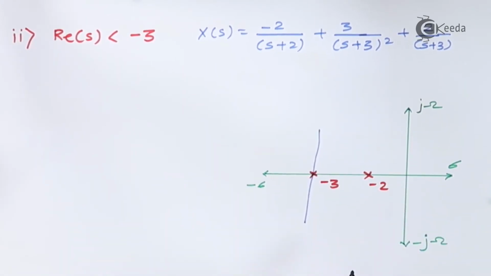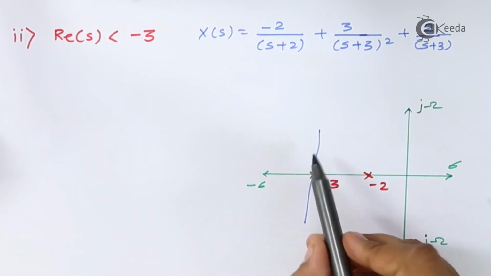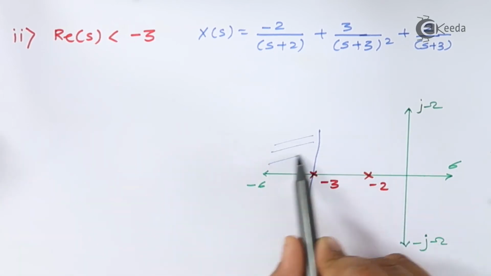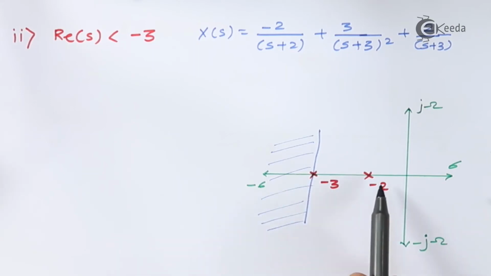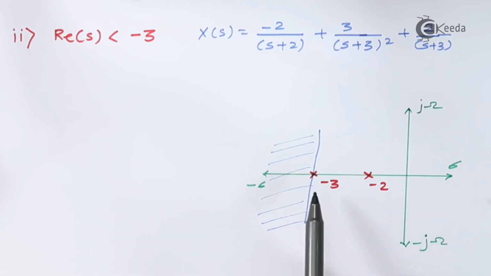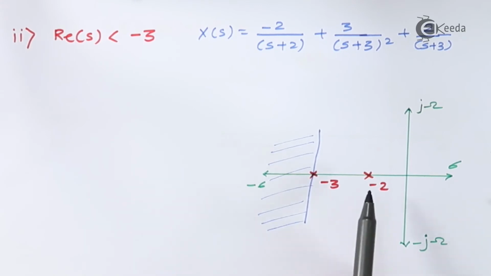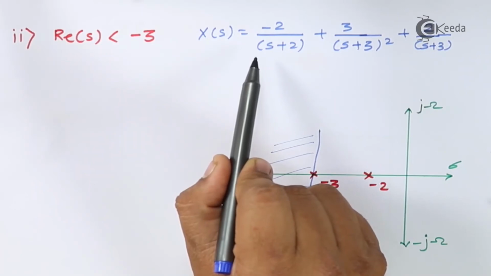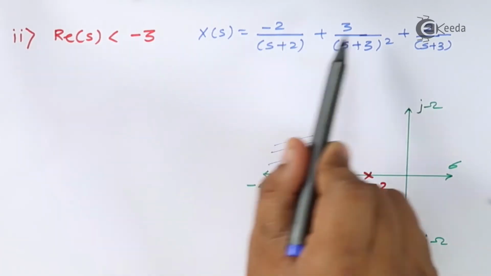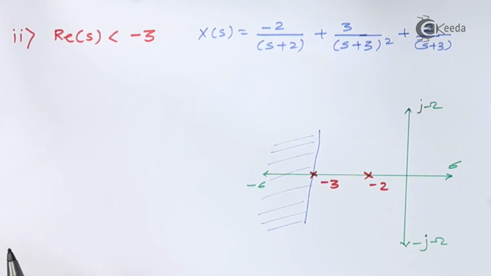This is the range, and the ROC is available on the left-hand side. Left-hand side means what? Over here. Then what will be the ROC for minus 2? If the ROC is left-sided, then all the poles will follow the same ROC, which means the ROC for minus 3 and minus 2 is also left-sided. What is meant by this? Which means the inverse Laplace transform of all this 1 by s is represented by minus u of minus t.